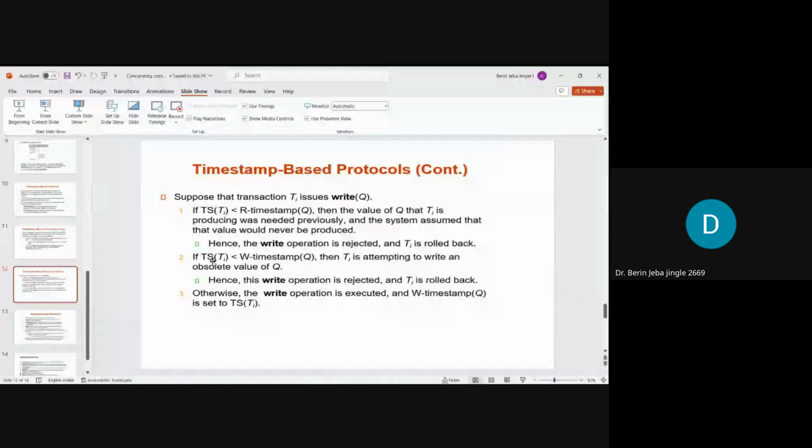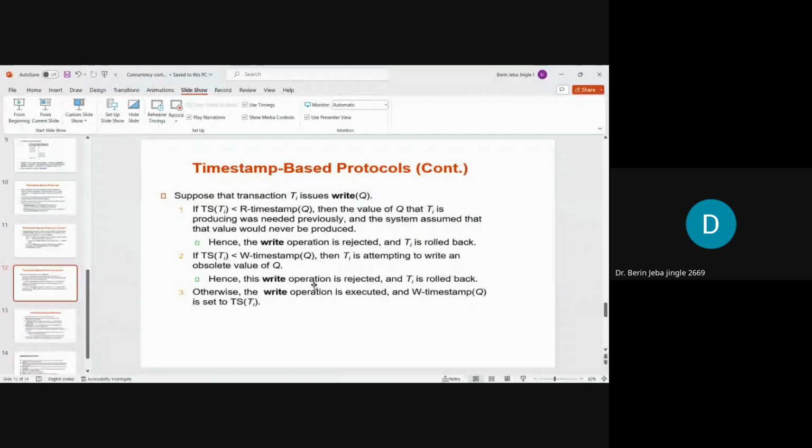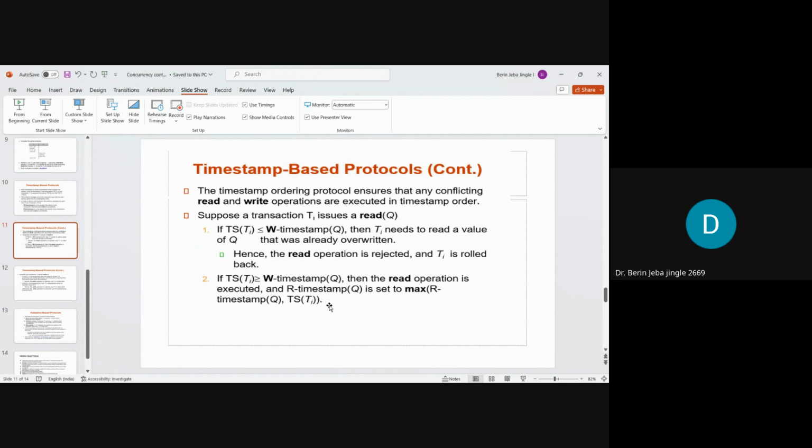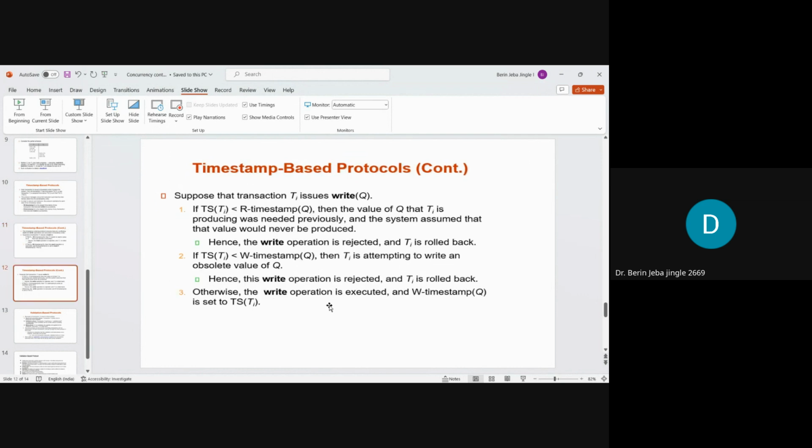Again, if it is less than the write timestamp, then the write operation is rejected and TI is rolled back. Otherwise, the write operation will be executed. This is the condition to be followed when TI issues a read operation and when TI issues a write operation.